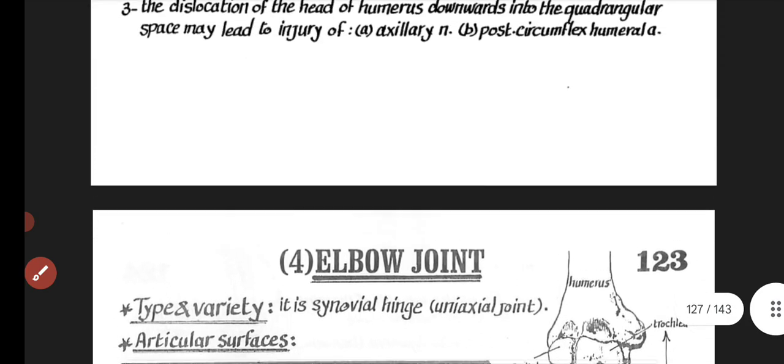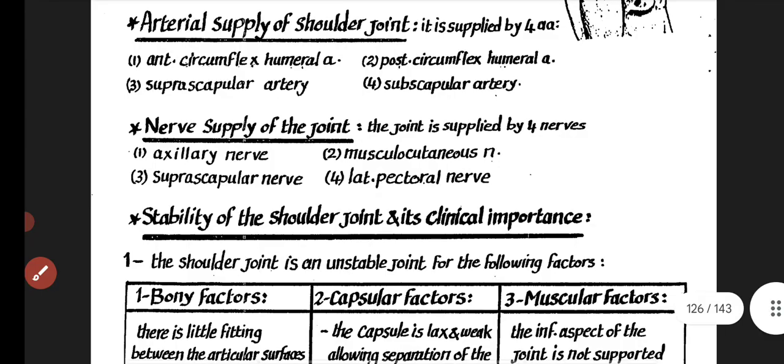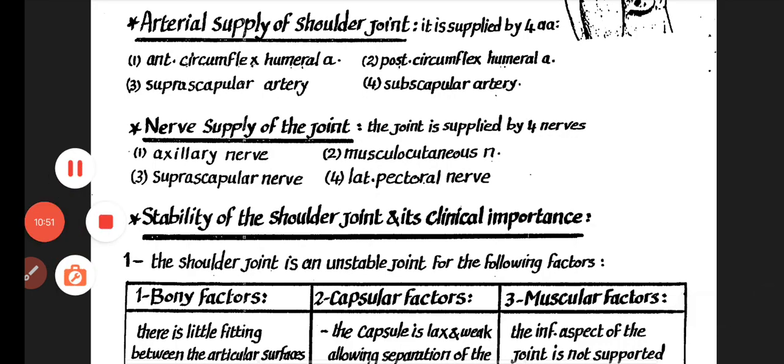Okay. Now the topic of the shoulder joint is completed. Okay. Thank you.